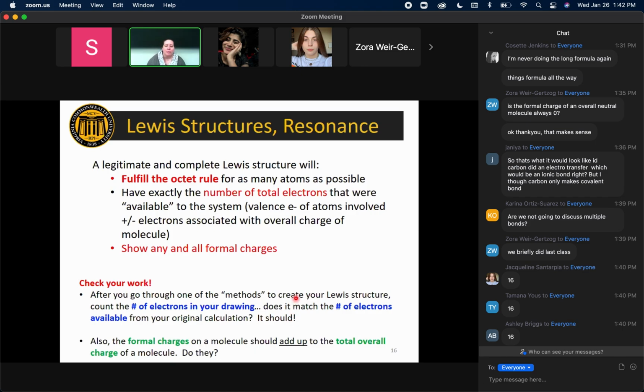I can't tell you how many times people forget to draw in a lone pair, even though they know it should be there, and then that's not a correct Lewis structure. Same thing with formal charges. Make sure that if you have formal charges that are supposed to be present on any of the atoms, they are there. And then make sure also that if you add up all of the formal charges on each atom, they add up to the total overall charge of the molecule.